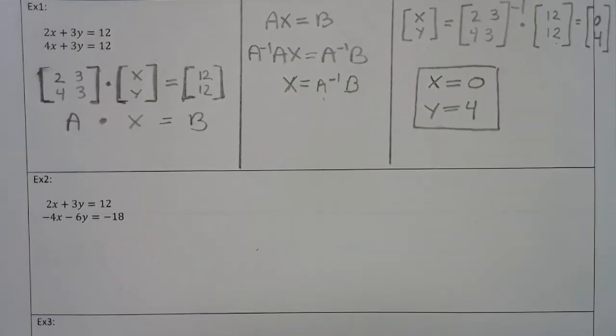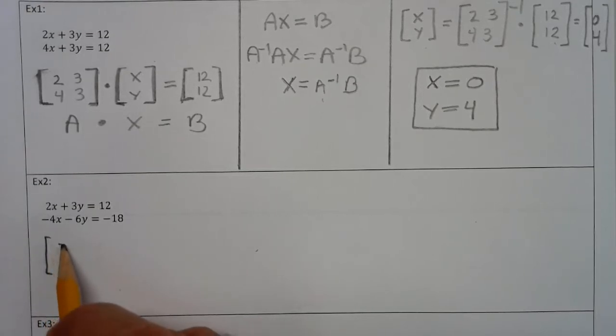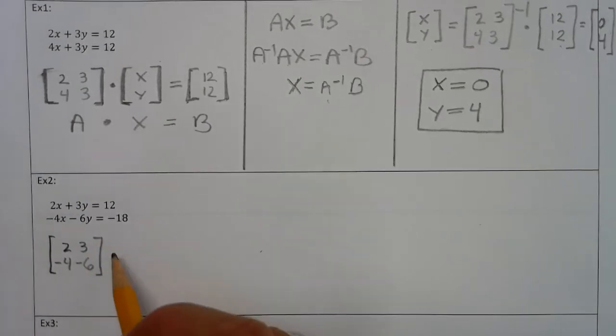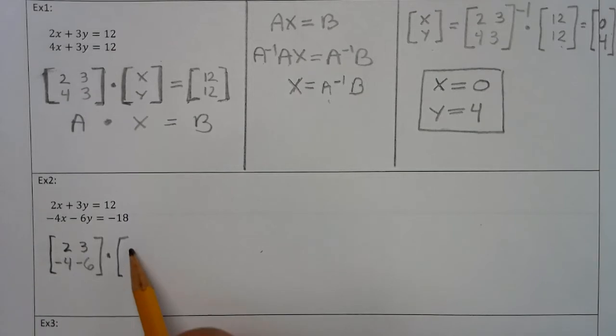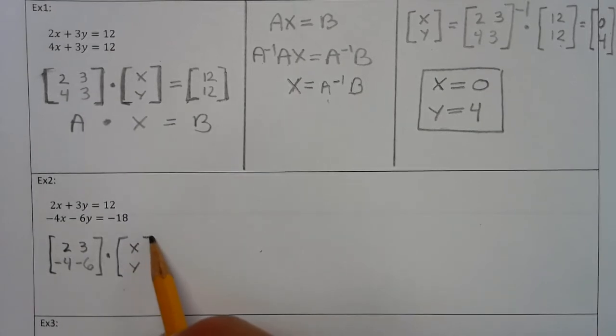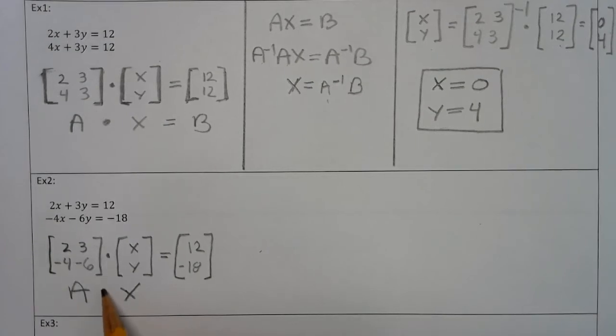For example 2, again, we're going to convert it to matrices. So A is 2, 3, -4, -6, times XY equals 12, -18. So this is A, this is X, and this is B.